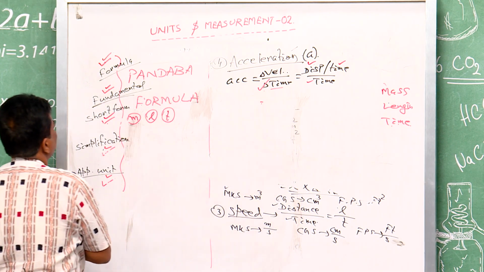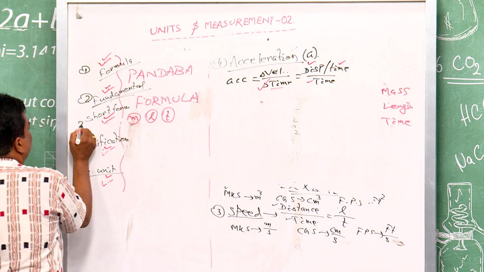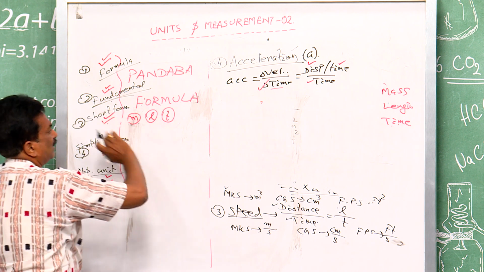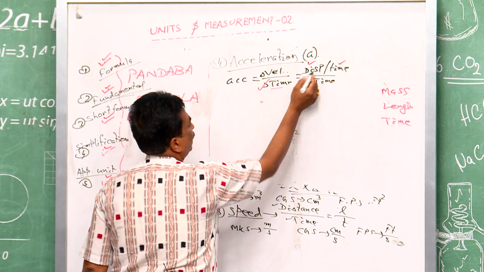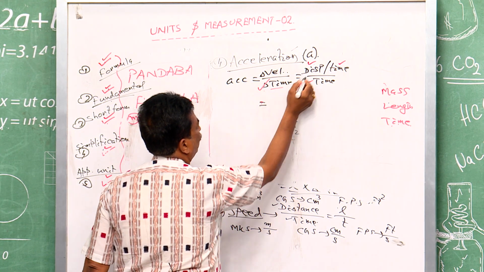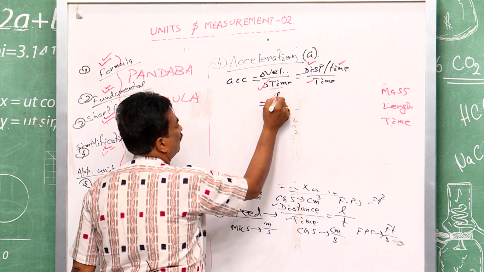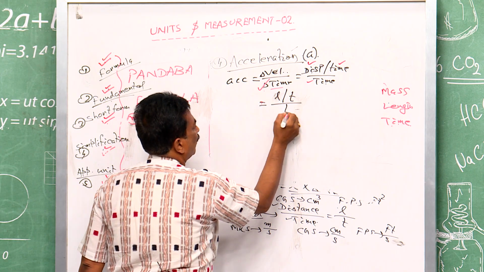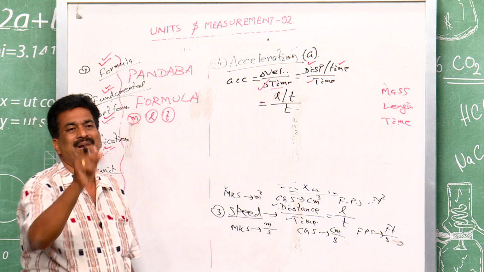Fundamental means which step is gone? The second stage is gone. This is the first, second, third, fourth, fifth. Next comes the third stage, the short form. The short form for displacement, the distance, is L. Divided by the time, that is T. You see the T comes twice.